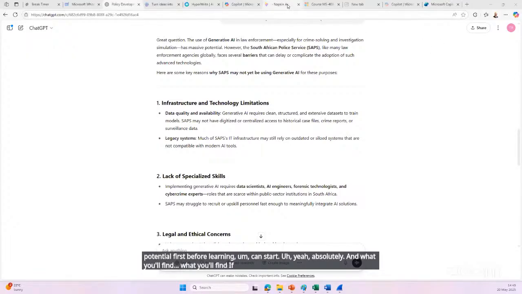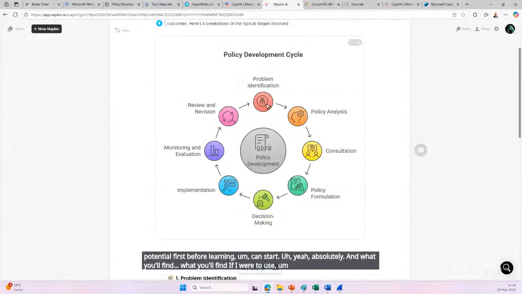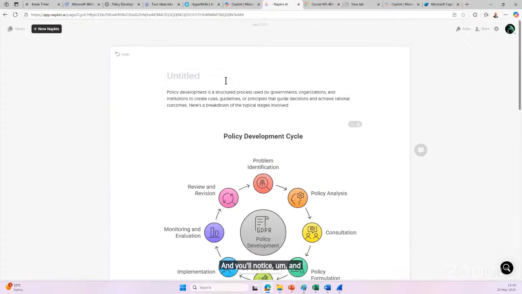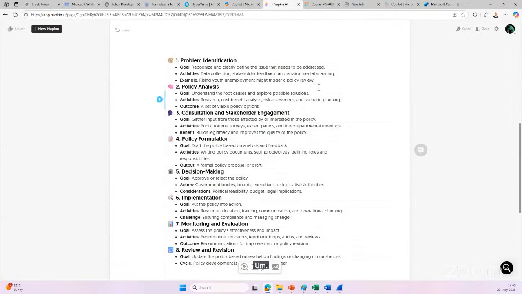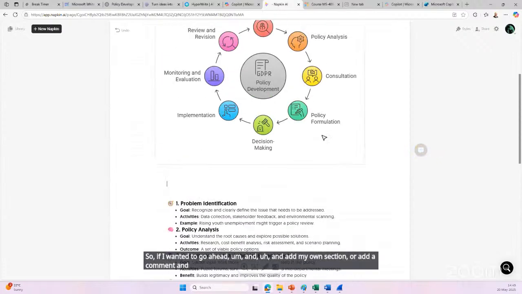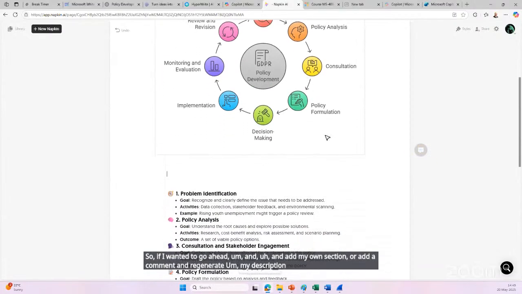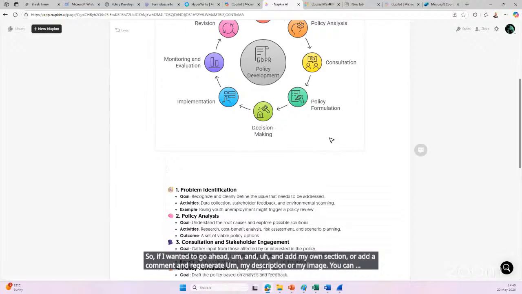And what you'll find, if I were to use, let's just take Napkin over here, right? You'll notice, and I think what I try to do is show a little bit about policy development. So there's no restriction on what can be done. If I wanted to go ahead and add my own section, or add a comment and regenerate my description or my image, you can certainly do that.